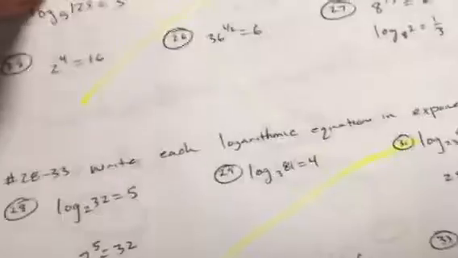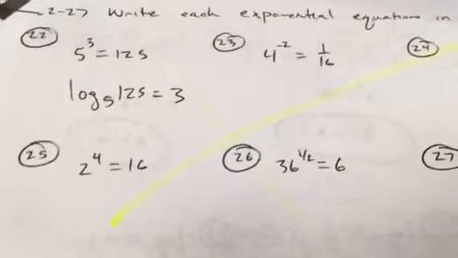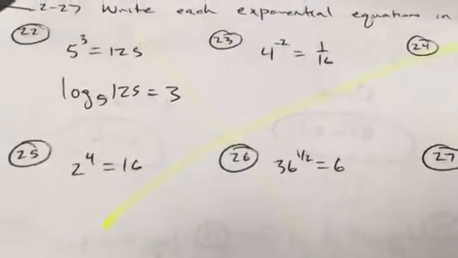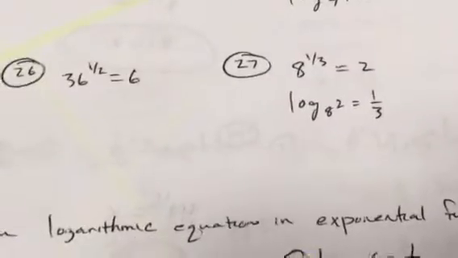Pause this whenever you need to. It's going to be relatively quick, guys. These should be very easy, right? Each exponential has a log. If the base is 5, it's log base 5 of the answer 125 equals the exponent 3. 24, log base 7 of the answer 49 is 2. 27, log base 8 of the answer 2 is 1/3.